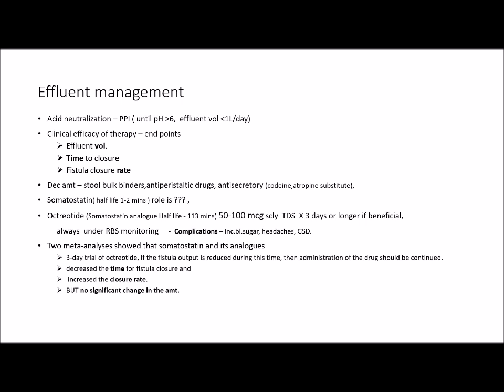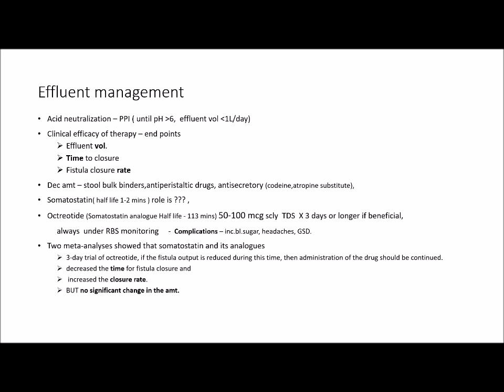Okay. So if you want a decreased amount of effluent, you can use stool bulk binders. You can use antiperistaltic drugs, atropine-like drugs. You can use anti-secretories, right? What is advised, or debatable, is somatostatin and like drugs. Now, somatostatin is basically an all-round depressor of the intestine.